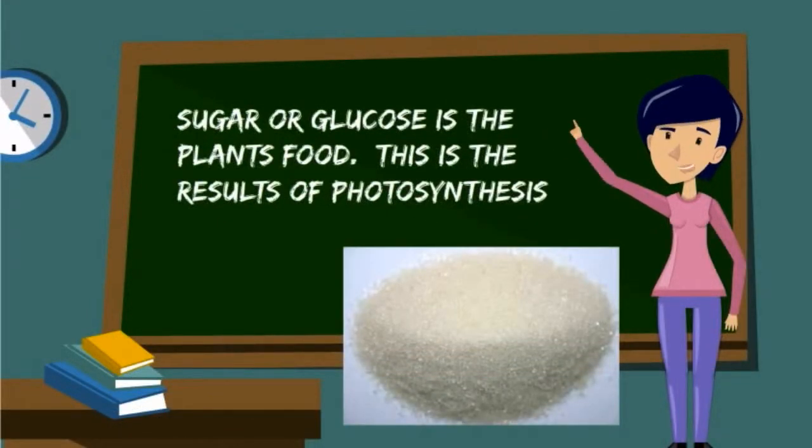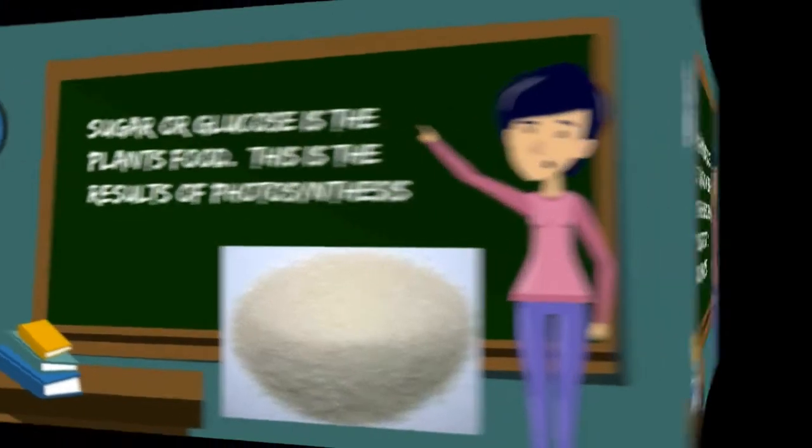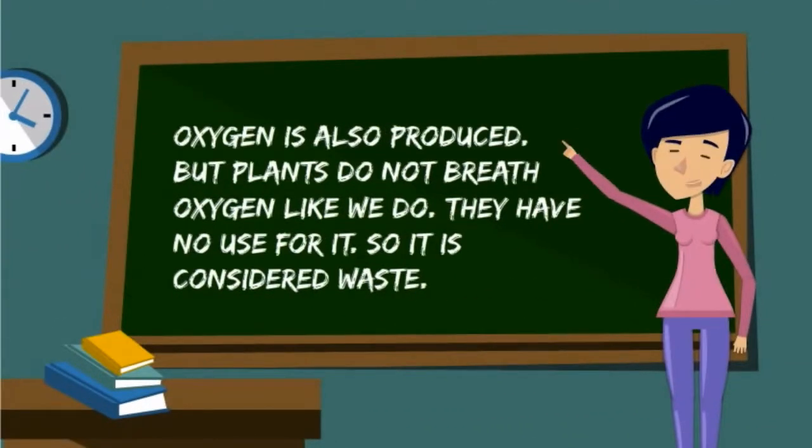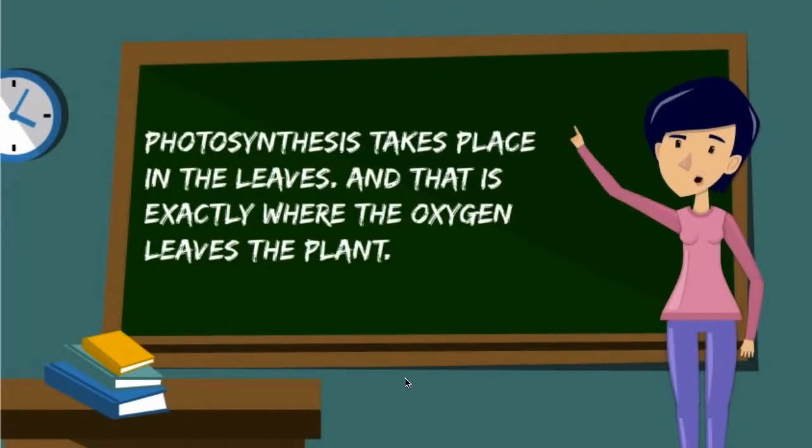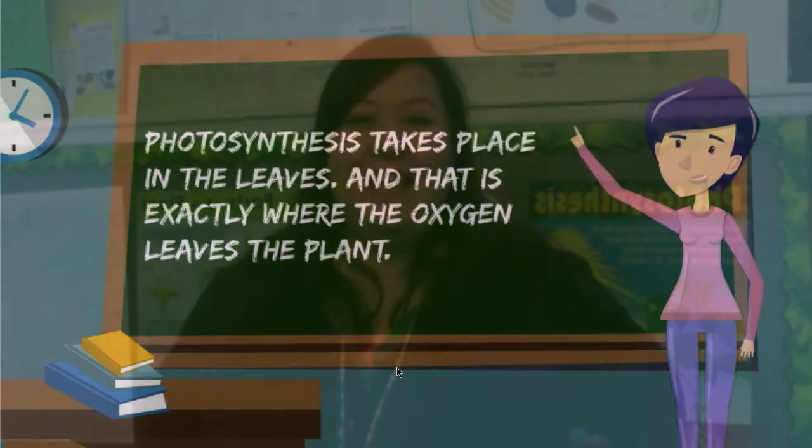Of course, the sugar is not going to look like this. Oxygen is also produced, but plants do not breathe oxygen like we do. They have no use for it, so it is considered waste. Photosynthesis takes place in the leaves, and that's exactly where the oxygen leaves the plant. Get it? Leaves. Now that you know the ins and outs of photosynthesis, we're ready to get started on our lesson. Are you ready? Let's go.